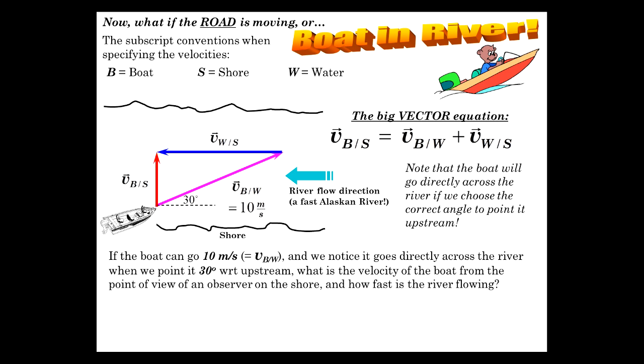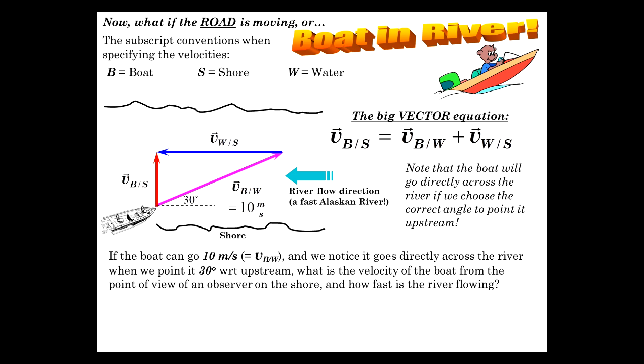If we angled it a little bit more, then we would actually be drifting downstream. If we angled it a little steeper, then we would be drifting upstream as we moved across. Does that make sense?